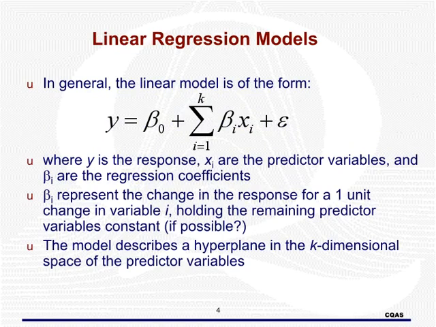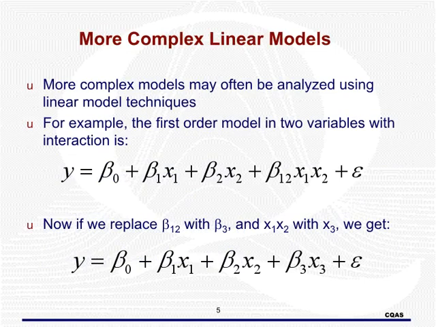For one input variable, the basic model is given in the slide. The response in this case is y, the parameters are the betas, the input variable is x, and the error terms are the epsilons. The beta sub j represents the change in the response for a one-unit change in variable j, holding the remaining predictor variables constant. Beta sub 0 represents the intercept term. This model represents a hyperplane in the k-dimensional space of the predictor variables.